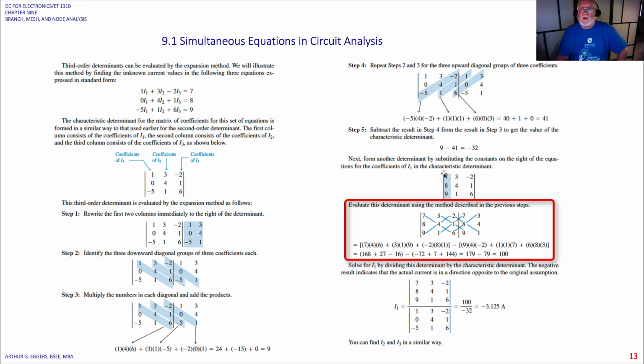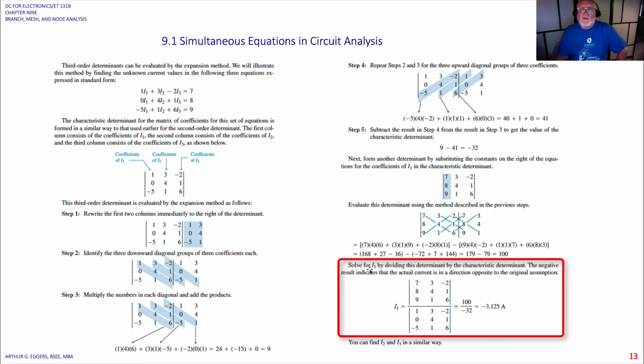Okay, so we're going to take the first 2 columns and move them out here to the side. So we do those 3 products and add them. Then we do these 3 products and add them, and then take the difference. And when we do that, we get a determinant of 100.